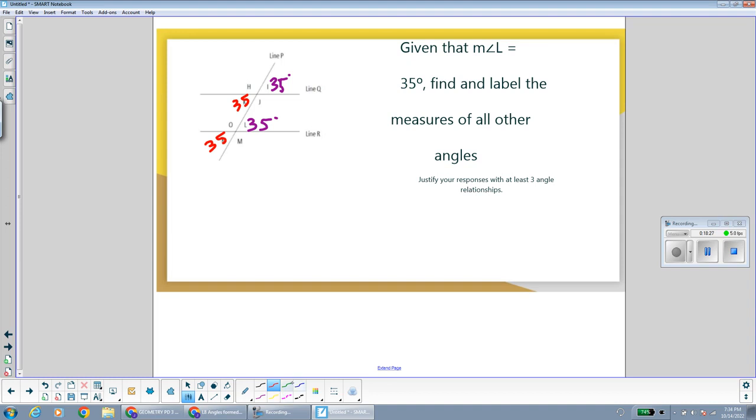I know that any two angles right next to each other are supplementary. So angle O and angle L are supplementary. So 180 minus 35 is 145. And O is vertical to M, so they're congruent. O and J are alternate interior angles inside the lines, different sides of the transversals, so they're congruent. And finally, this is vertical with H, so they are congruent as well.